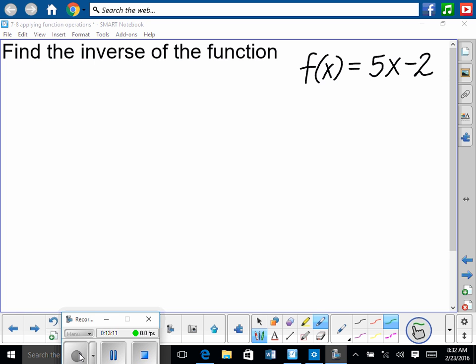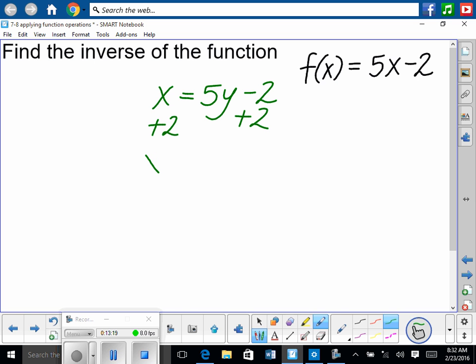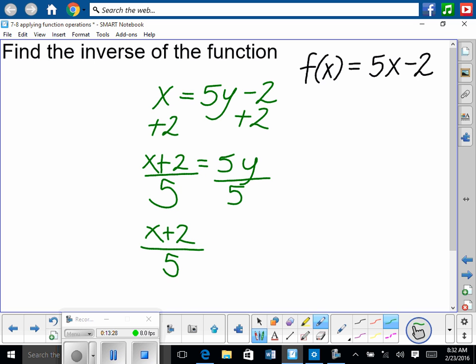Switch x and y. So in this equation, we have x is equal to 5y minus 2, right? Now we just solve for y. Add 2 to both sides. So we have x plus 2 is equal to 5y. Then divide by 5. So we have (x plus 2) over 5 is equal to y. So that would be our inverse function. Y is now solved for. We have a function y equals something. So there's our inverse function, right, everybody?